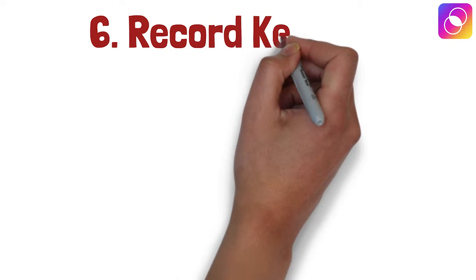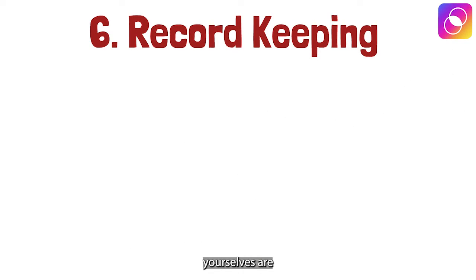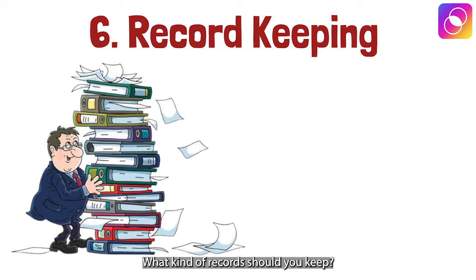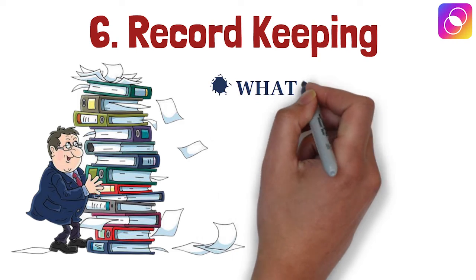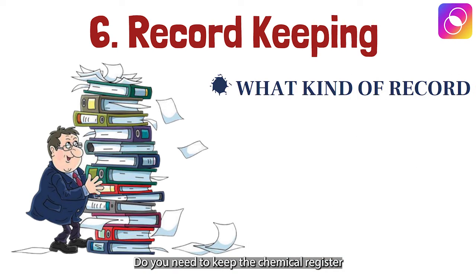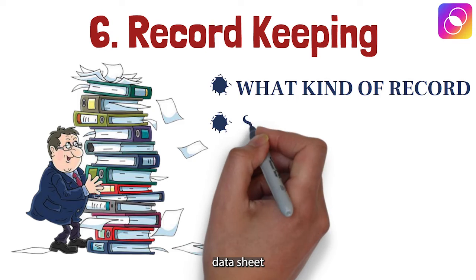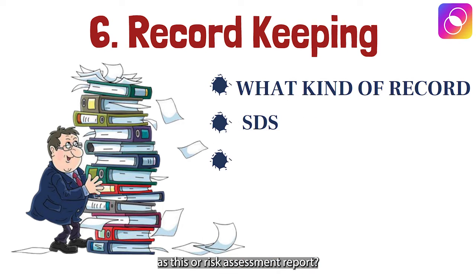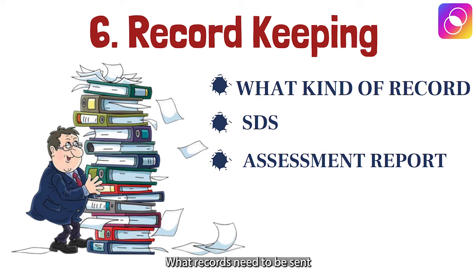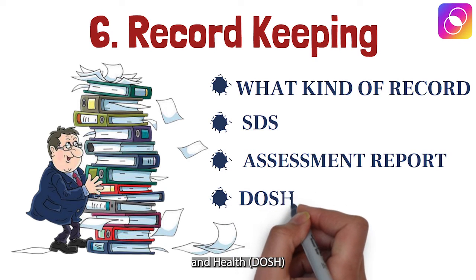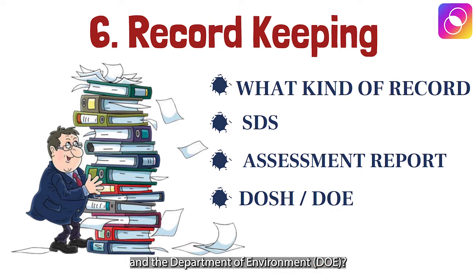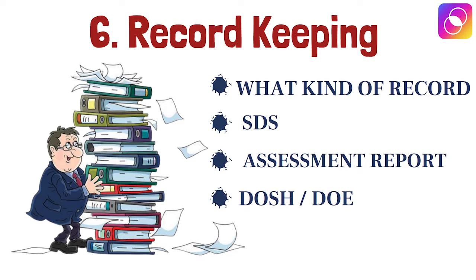Finally, let's examine the record-keeping element. The questions you should ask yourselves are: what kind of records should you keep? Do you need to keep the chemical register or safety data sheet (SDS) or risk assessment report? What records need to be sent to the Department of Occupational Safety and Health (DOSH) and the Department of Environment (DOE)?